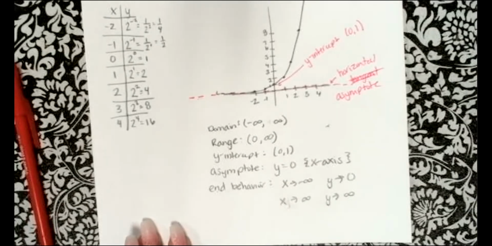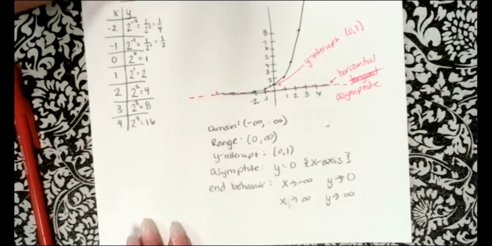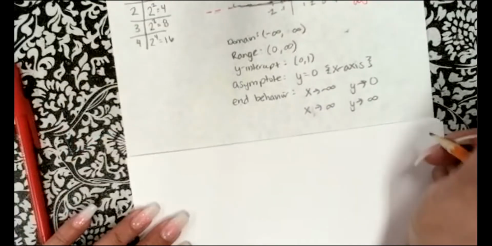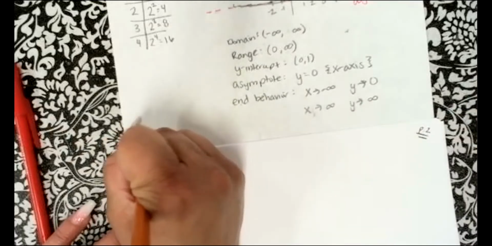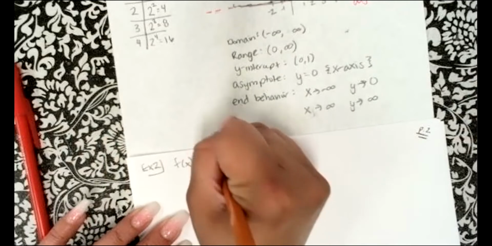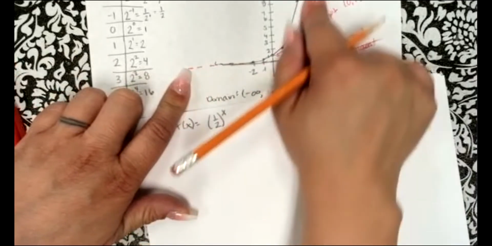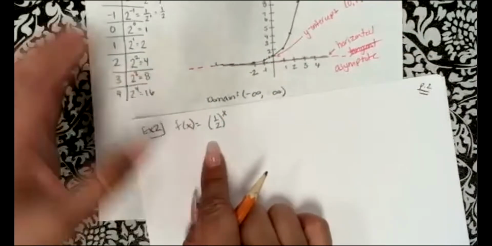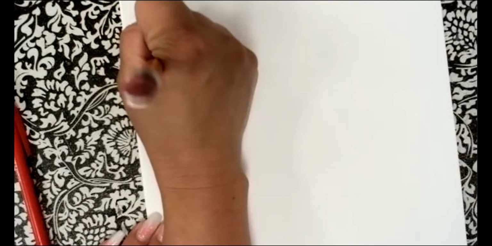Let's go ahead and now let's look at what happens when we have a 1/2 to the x. So on this one, notice how it goes from down here and it's increasing as it goes up. Let's see what happens here. I'm going to go ahead and make my t-chart again. I'll plug in a -3, a -2, a -1, a 0, a 1, a 2.